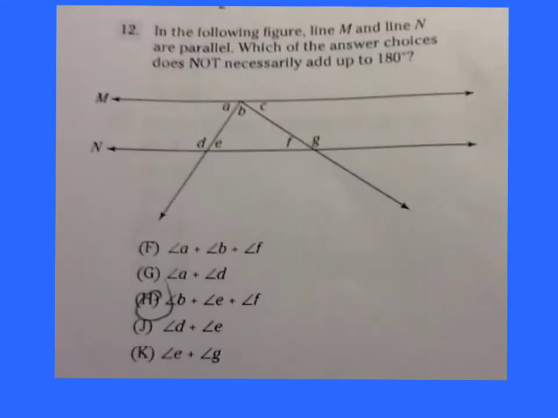The next one is 12. That's the one everybody missed next. In the following figure, line M and line N are parallel. So let's go ahead and make this marking. I'll get a red marker out. M and N. So we'll do this and this. That's parallel.